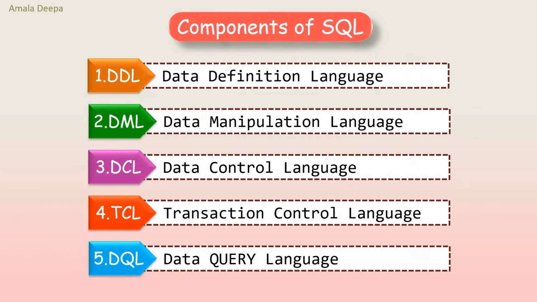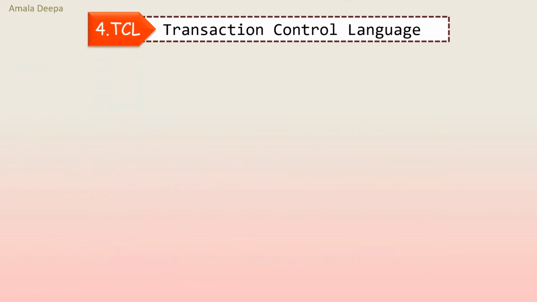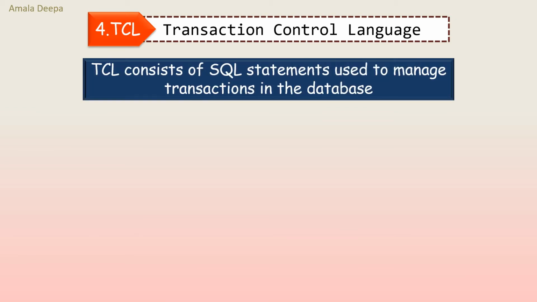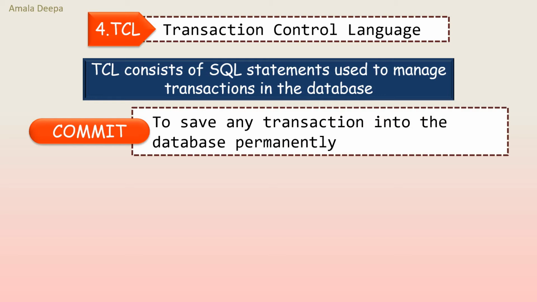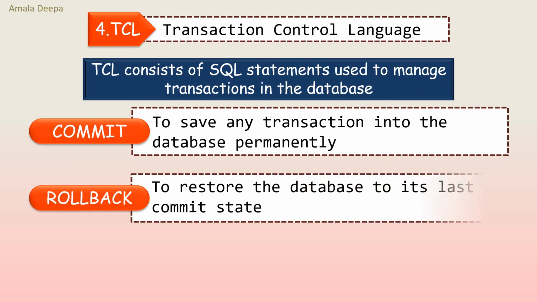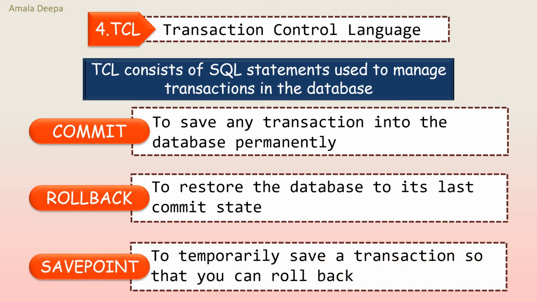The fourth component of SQL is Transaction Control Language, TCL. TCL consists of SQL statements used to manage transactions in the database. There are three commands under TCL. Commit, to save any transaction into the database permanently. Rollback, to restore the database to its last commit state. Savepoint, to temporarily save a transaction so that you can roll back.